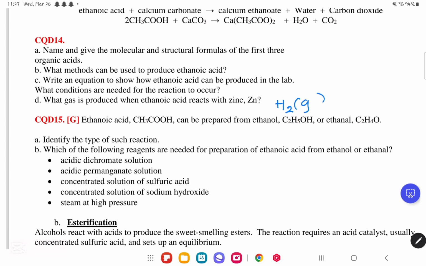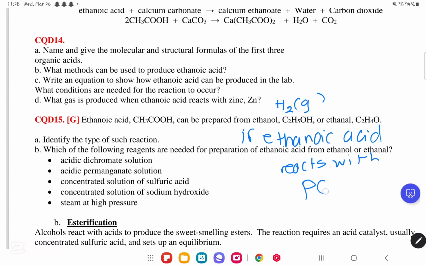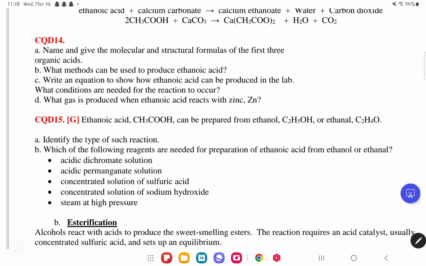And if ethanoic acid reacts with PCl5, it will produce Cl2 gas. That's pretty much it. So we finished CQD number 14.